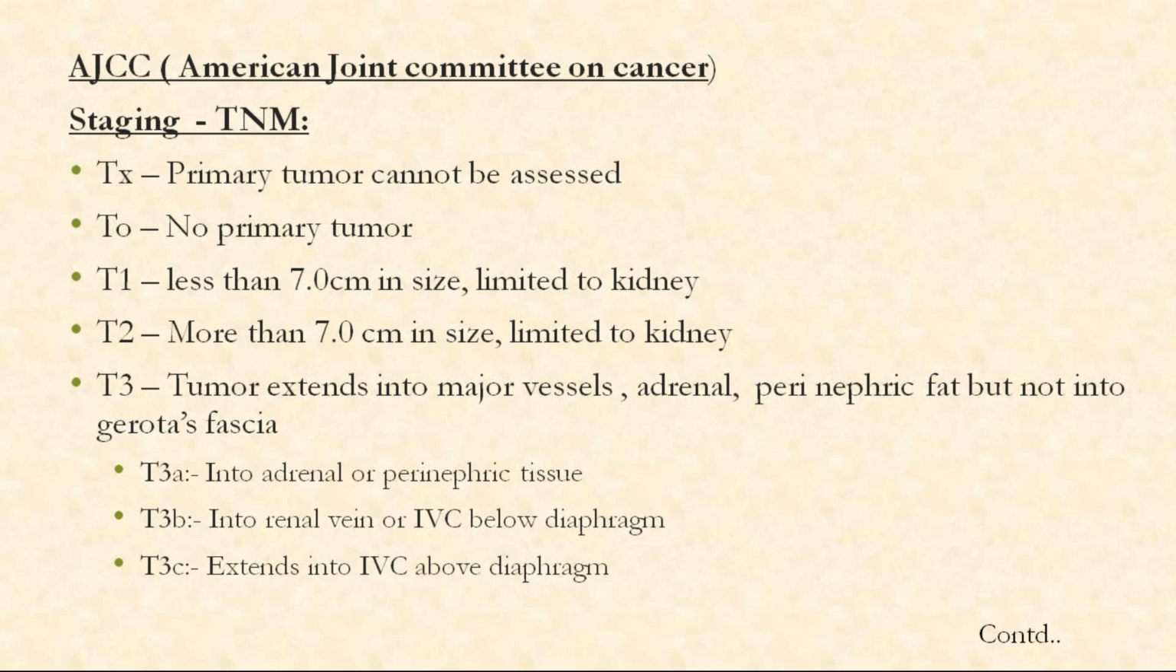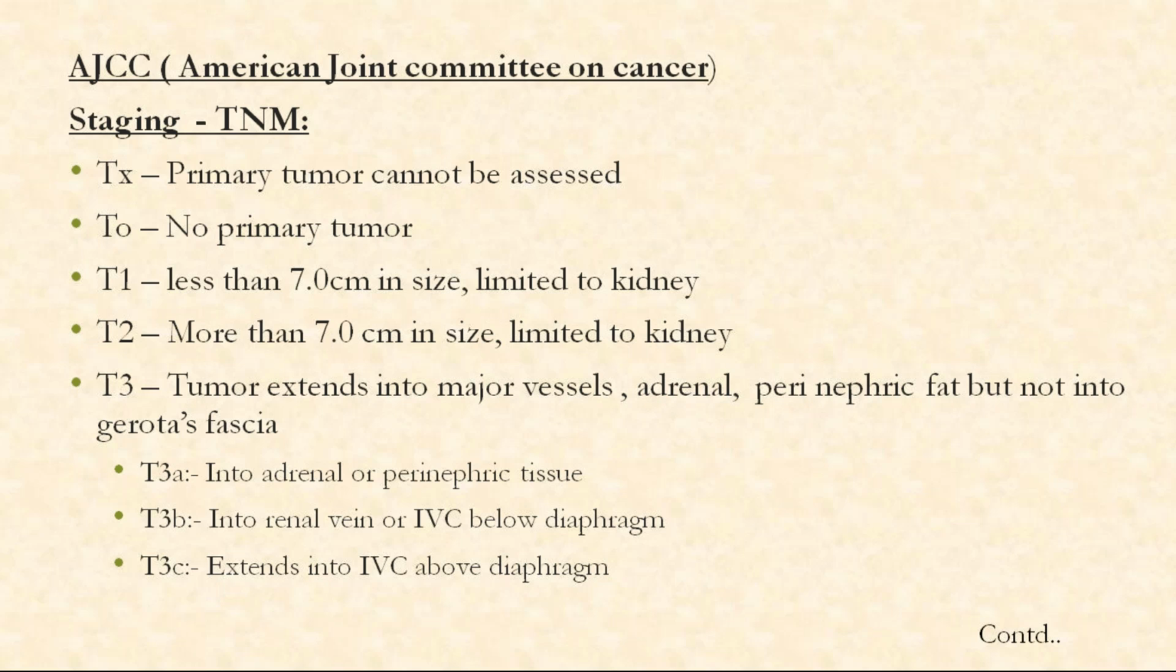According to the American Joint Committee, it can also be given as TNM classification. That means tumor size, involvement of the lymph nodes, and metastasis. TX means tumor cannot be assessed. T0 means no primary tumor has been found. T1 means less than 7 centimeters in size. T2 means more than 7 centimeters in size. T3, the involvement of major vessels like renal vein, renal artery, perinephric fat, and the inferior vena cava, like that.